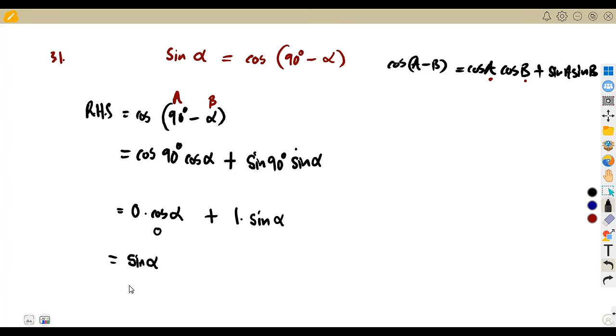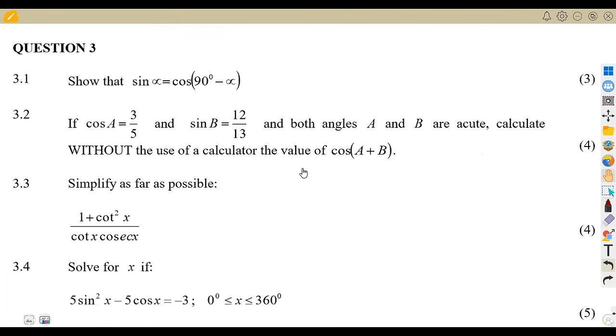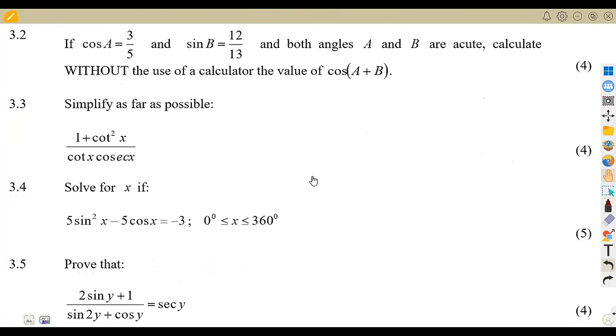So that is it, guys. As you can see, we are obtaining exactly what we had on the left-hand side. So our right-hand side is truly equal to the left-hand side. That is the proof part. You can play around with your identities and so forth.